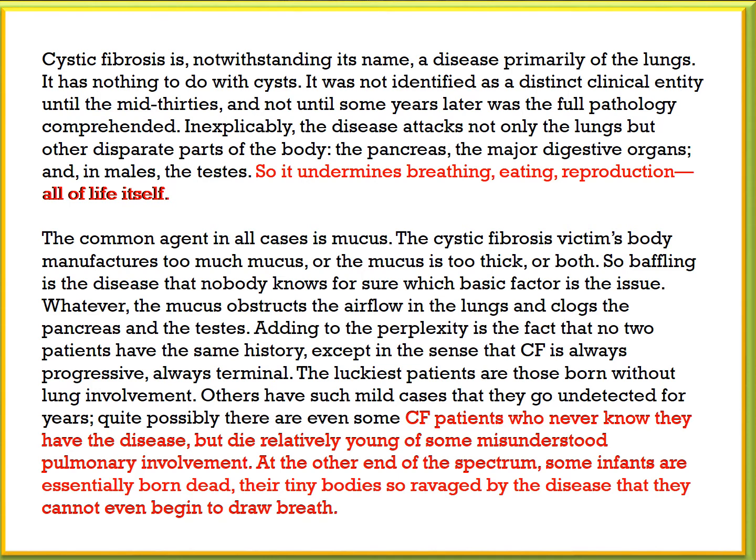So there are some CF patients who never know they have the disease, but what happens? They die. They die young of some misunderstood pulmonary involvement. The cause of death isn't clear. At the other end of the spectrum, some infants are essentially born dead. Their tiny bodies so ravaged by the disease that they cannot even begin to draw breath.